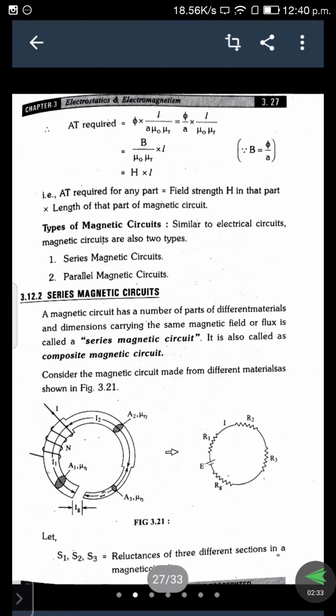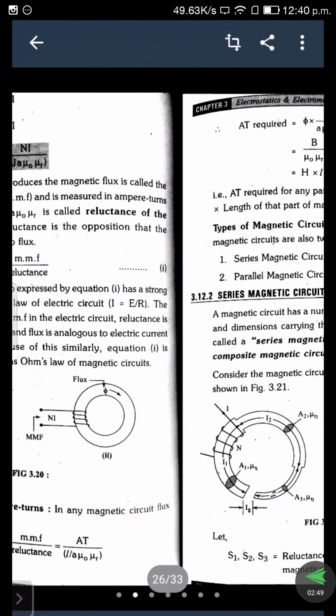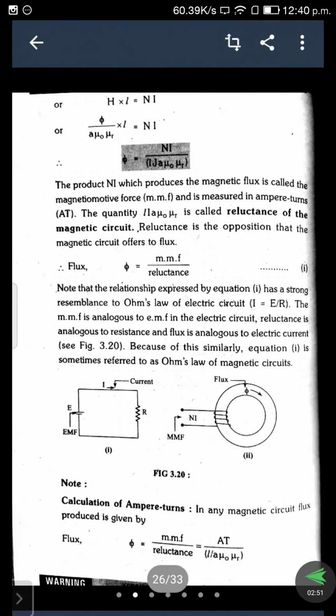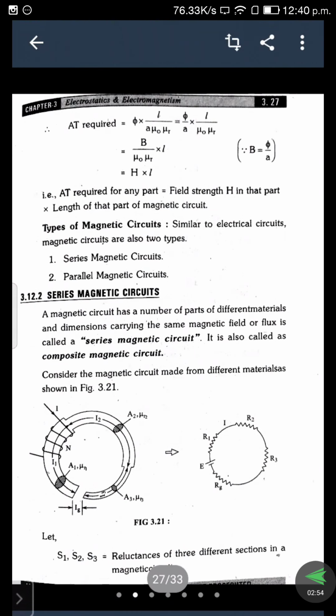Already we know that H is equal to B by mu. So from that we can express the equation B by mu naught into mu R is equal to H. So ampere turns is equal to H into L. That is the formula we have discussed related to these two formulas: the MMF formula and at the same time the ampere turns formula. So we have solved two problems, when a core material is selected without air gap and with air gap. Those are the problems we discussed in the last class.